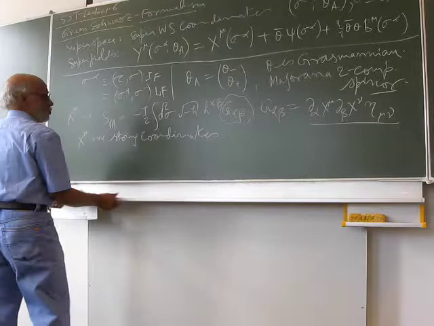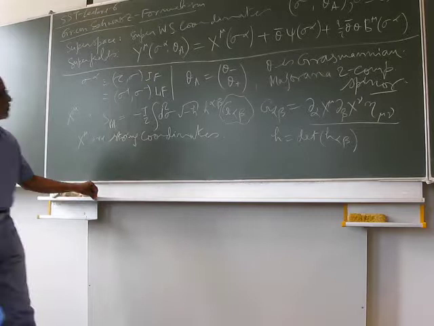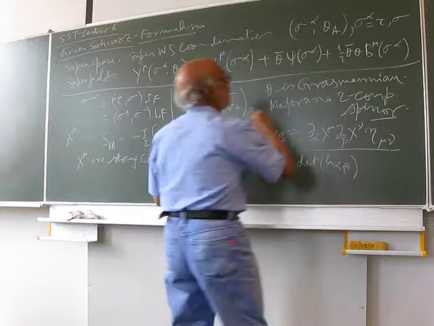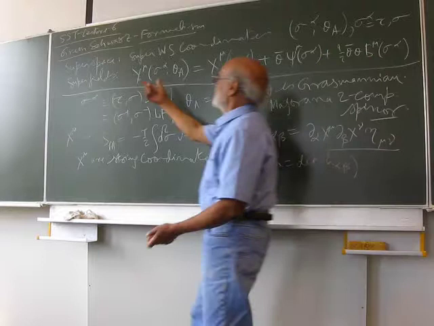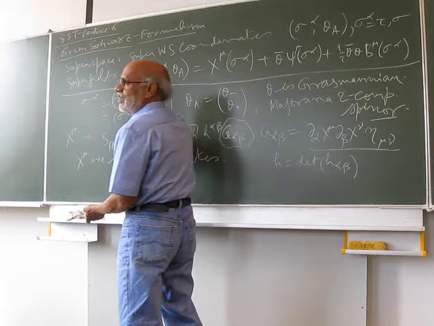And this h is the determinant of h alpha beta. Okay? But before I remove these things from here, let me say this, I am missing a mu here, and this mu is here. If this has an index mu on this side, each term ought to have an index mu. Okay? Free index mu.